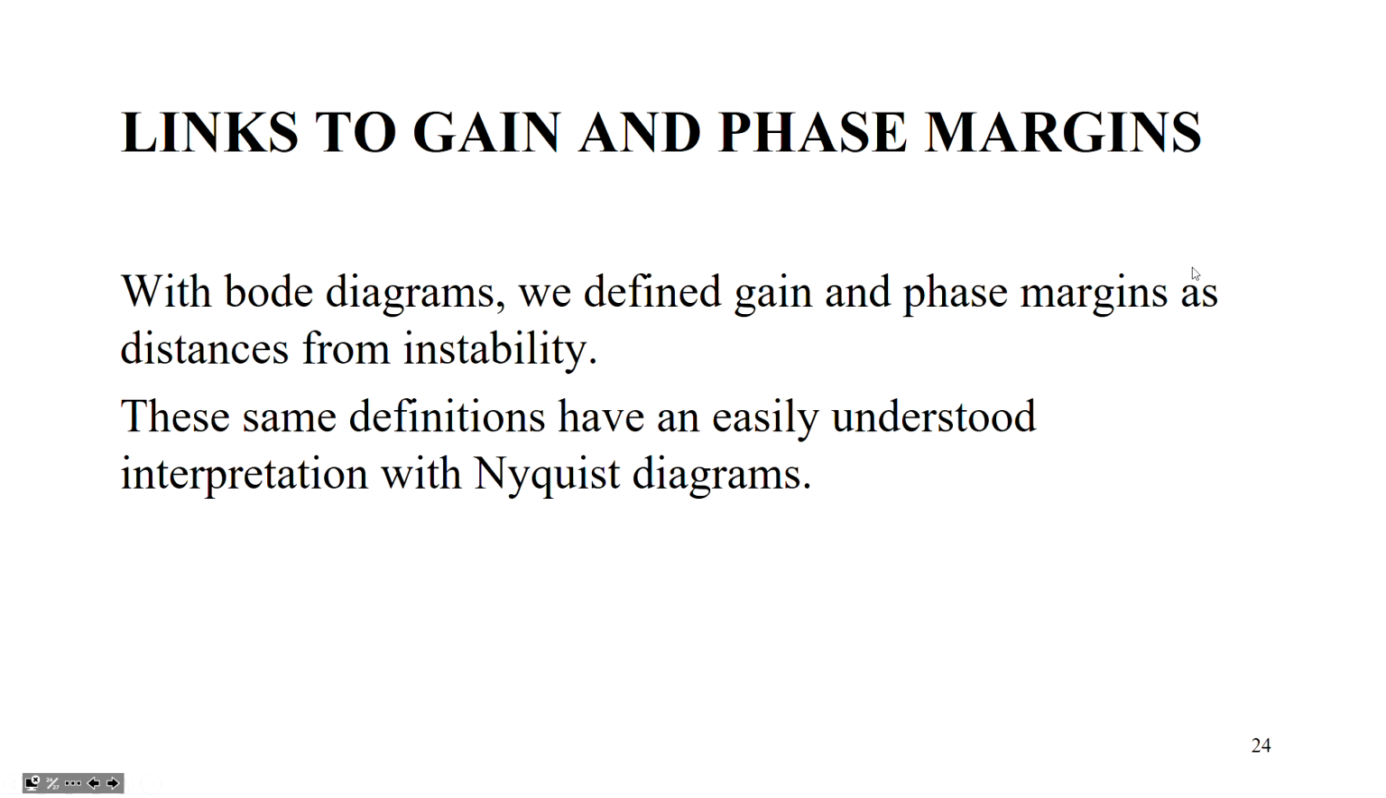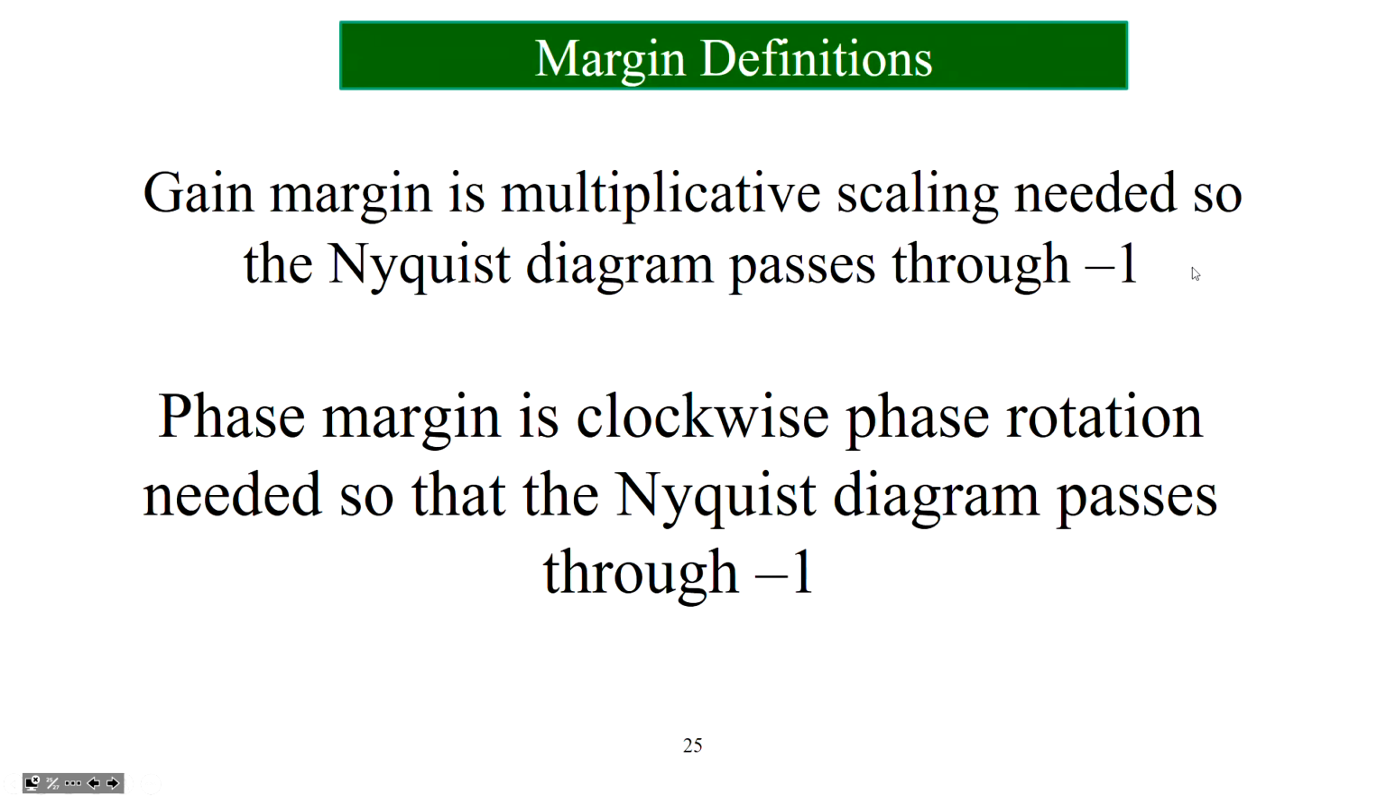Links to gain and phase margins. Just to finish off, with Bode diagrams we defined gain and phase margins as distance from stability, and the same definitions have an easily understood interpretation with Nyquist diagrams. So reminding you, the gain margin is the multiplicative scaling needed so the Nyquist diagram passes through -1, and the phase margin is the clockwise phase rotation so the Nyquist diagram passes through -1.